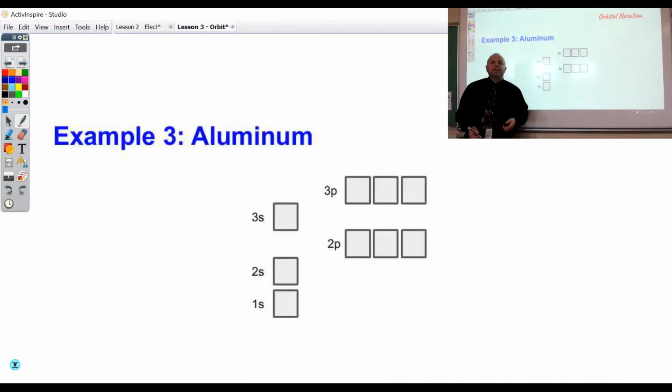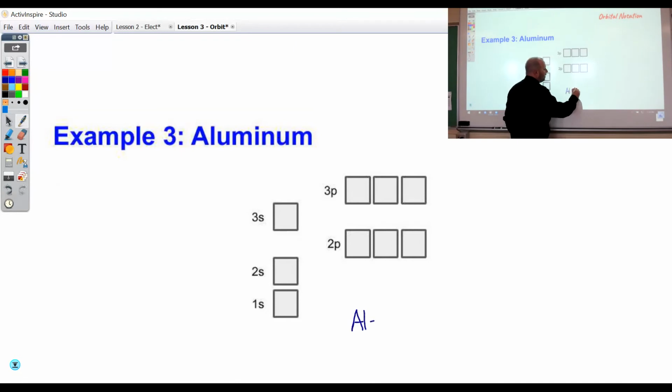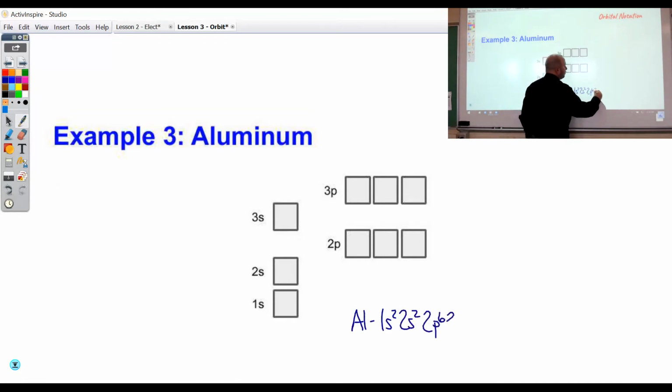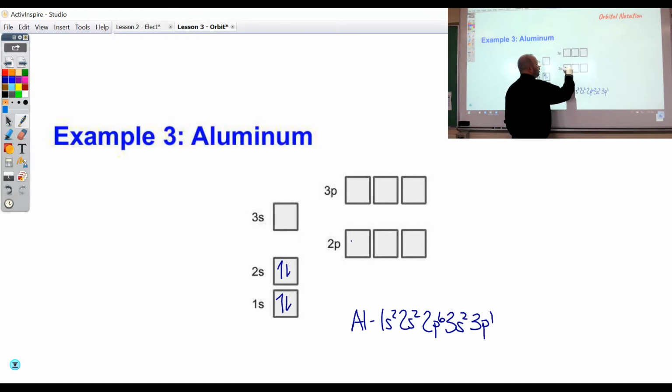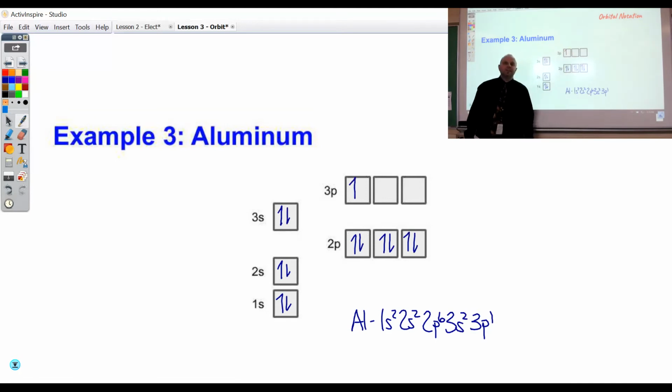Let's take a look at example number 3. For aluminum, this one's a lot shorter. So aluminum, we have 1s2, 2s2, 2p6, 3s2, 3p1. So 2 electrons in the 1s, 2 electrons in the 2s, 6 electrons in the 2p, 2 electrons in the 3s, and finally 1 electron in the 3p.